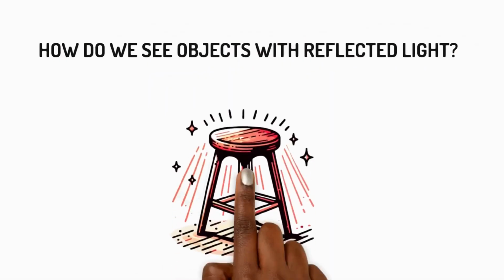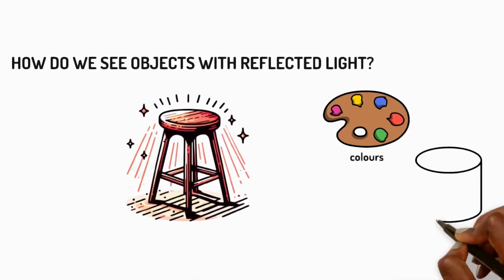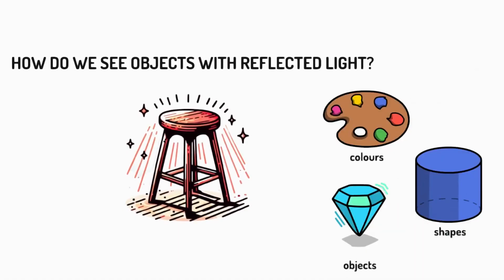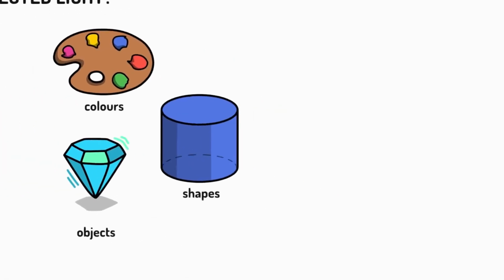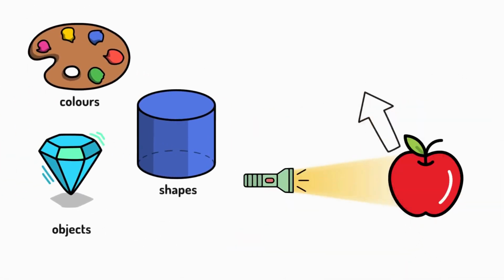How do we see objects with reflected light? Our world is full of colours, shapes, and objects, but how do we see them? Let's look at some examples. It's all about light reflecting or bouncing off objects into our eyes.